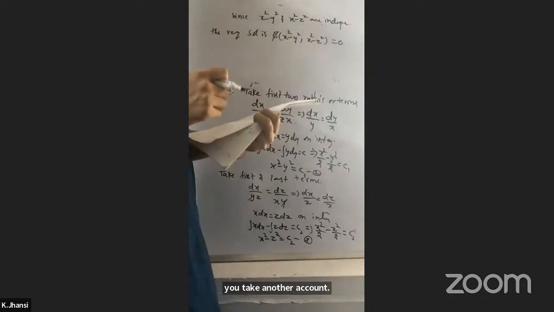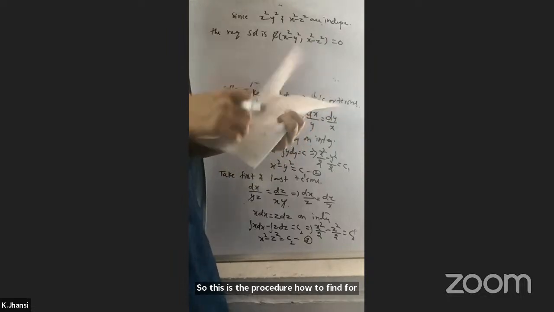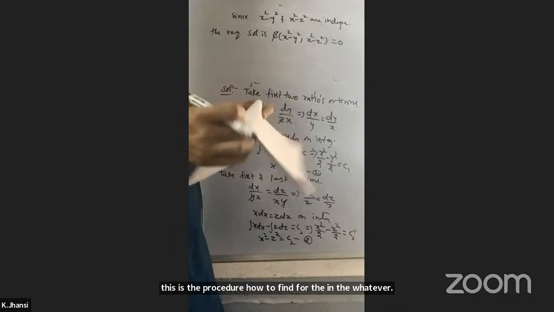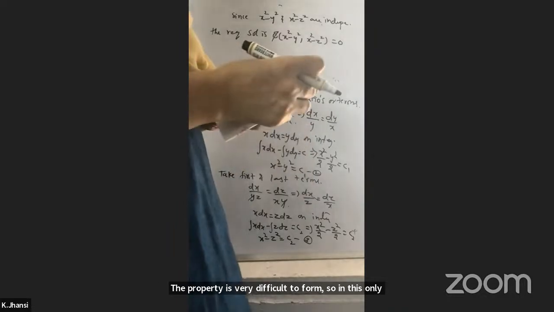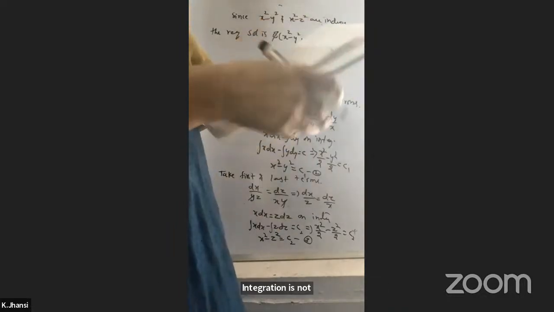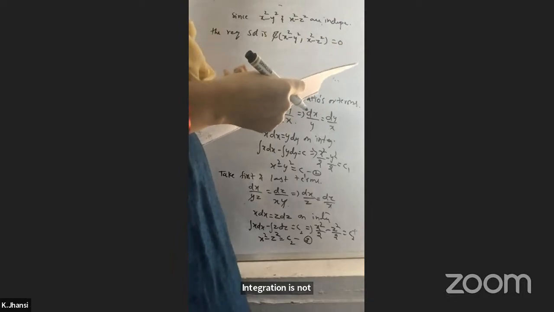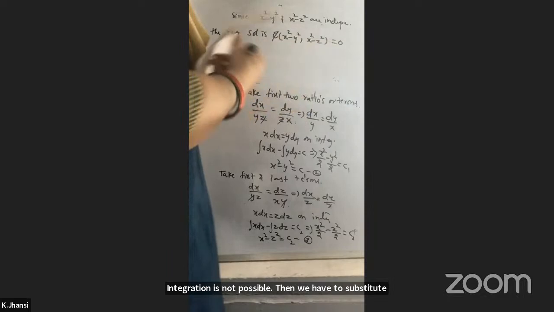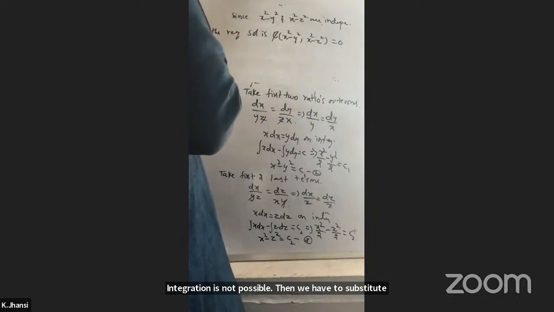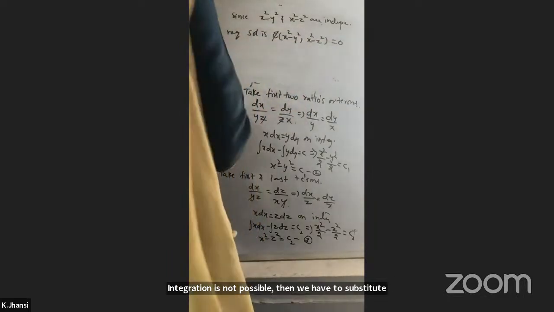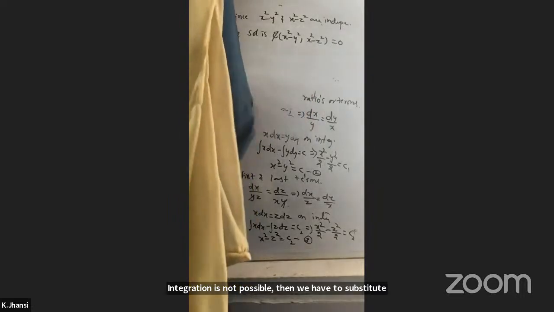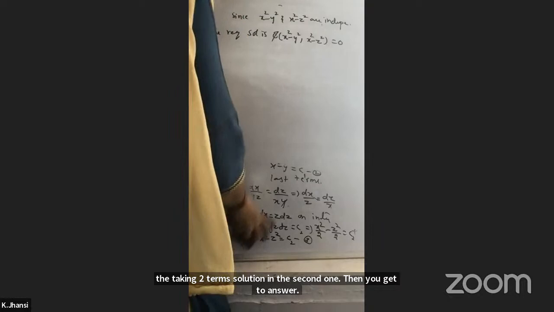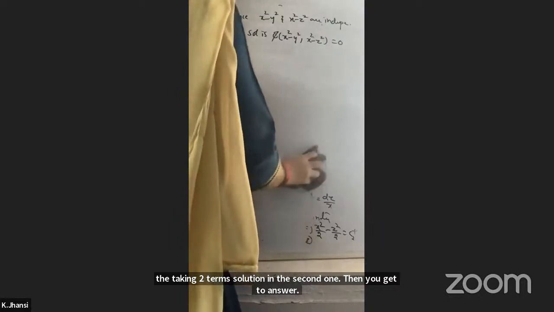So this is the procedure how to find when the problem is in the simple form. Okay. So in this, another method is if direct integration is not possible, then we have to substitute the first two-term solution in the second one. Then you will get the answer. So this is the 10 marks question.